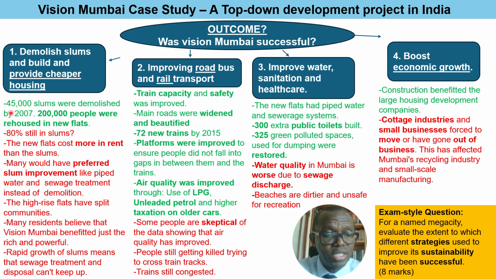So let's begin our discussion here then. So we have 45,000 slums being demolished by 2007. Now, if this project was suggested by McKinsey, the American firm that we talked about earlier, and it was suggested in 2003, it means that the project started around that time. So possibly in 2004 is when it started. In fact, when I was looking this project up, that is when most people say it was started. So by 2007, 45,000 slums had been demolished and 200,000 people had been rehoused into new flats.